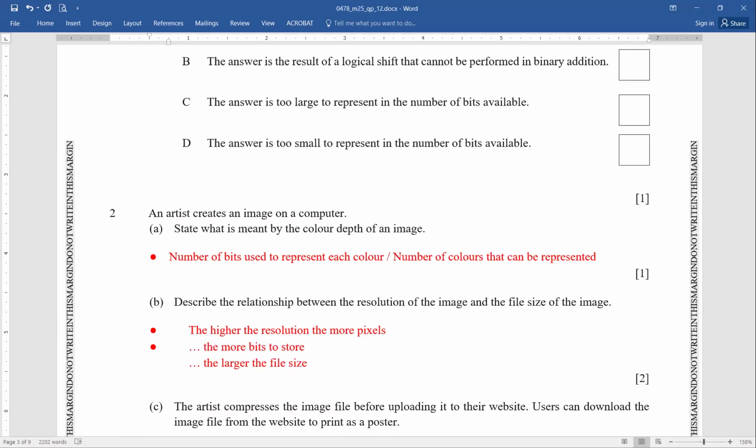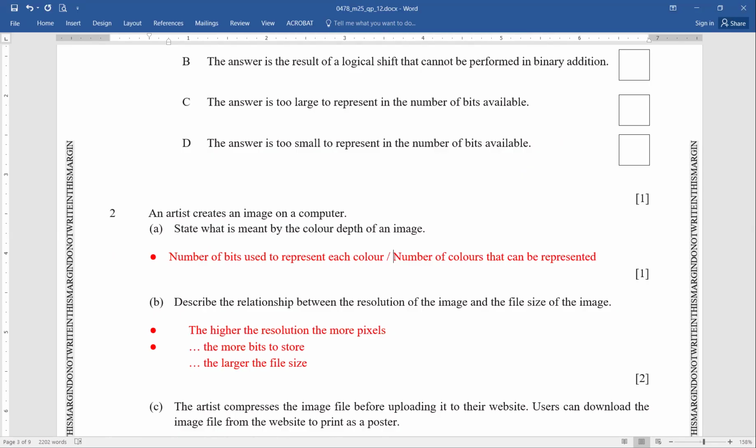Part B, describe the relationship between the resolution of the image and the file size of the image. Now, what is the relationship between the two? The higher the resolution, the more the pixels, and definitely there will be more bits that will be needed to store the image, and the file size will be larger. So here you can see, if resolution is higher, means there are more pixels. And when there are more pixels, it will be occupying more bits, and definitely the file size is going to be larger.